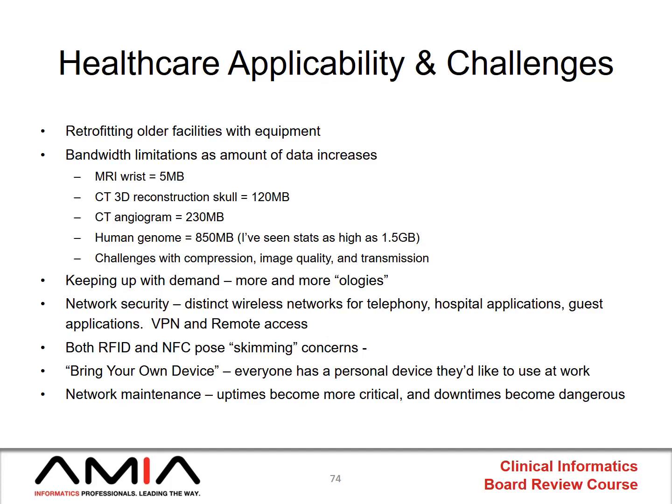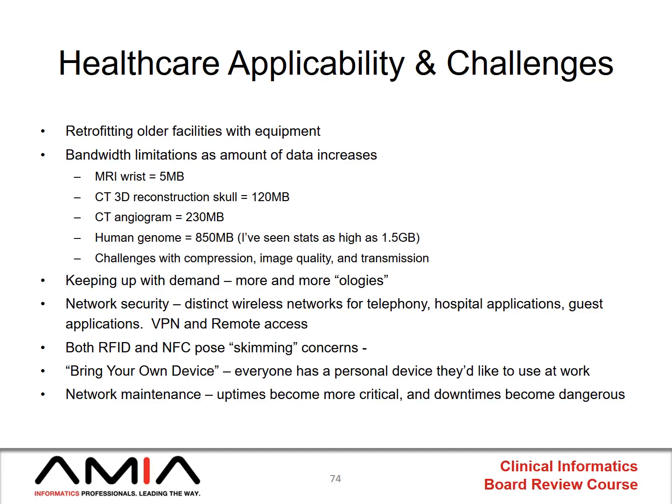and time-consuming ordeal. In addition, memory is getting cheaper and cheaper, and the desire to have richer and richer information at the point of care is increasing. So now we're running into bandwidth limitations, where something like an MRI of your wrist might be 5 megabytes, but a CT 3D reconstruction of your skull might be up to 120. A CT angiogram could be like 230.